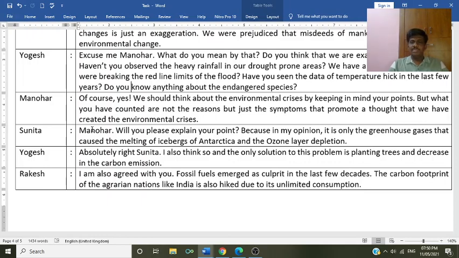Then Sunita is saying, Manohar, will you please explain your point? Because in my opinion, it is only the greenhouse gases that cause the melting of the iceberg of Antarctica and the ozone layer depletion.